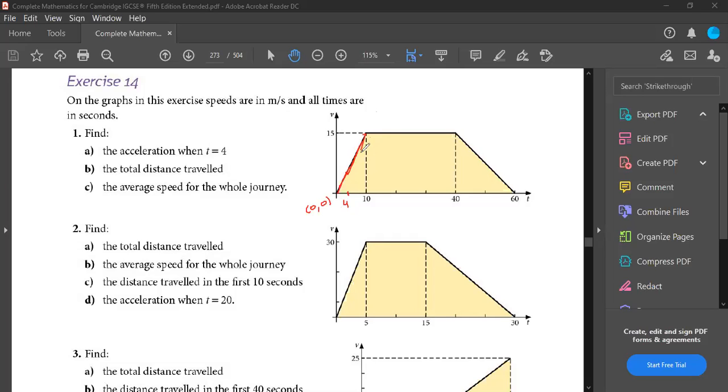And the next one, say 14 and 4. That's not a 14. Okay, 10 and 15. We don't know about the 4. So 10, 15. Okay. Now do we have 2 points? Yes. Can you calculate the gradient? Okay. Gradient, which is the acceleration.